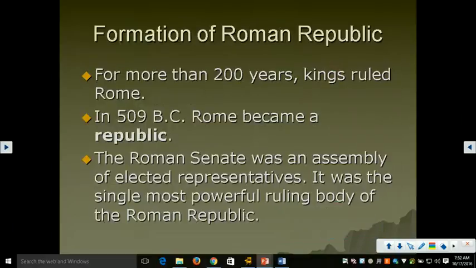For more than 200 years, kings ruled Rome from the 700s, and then we could talk about in 509, it became a republic. The Senate was an assembly of elected representatives, just like our, again, like our Congress.